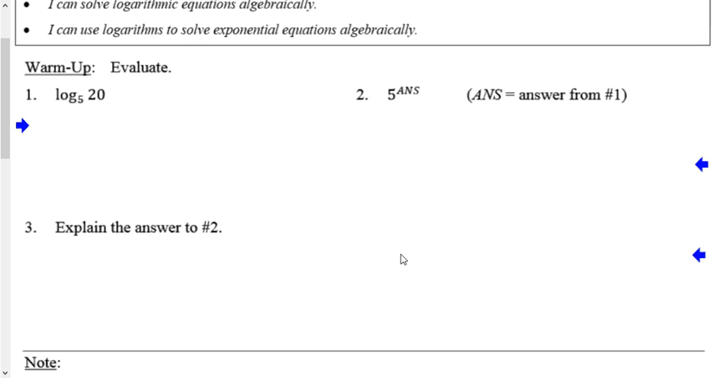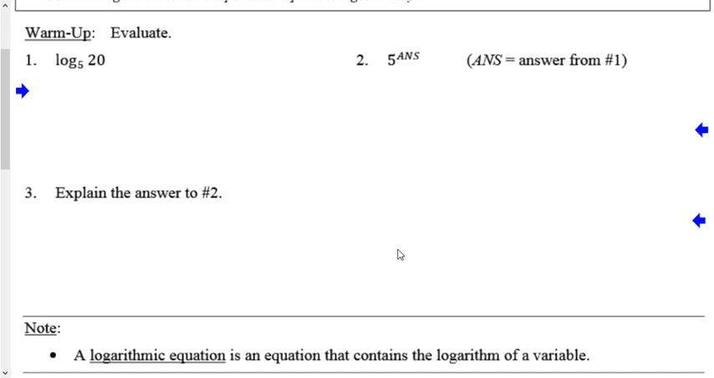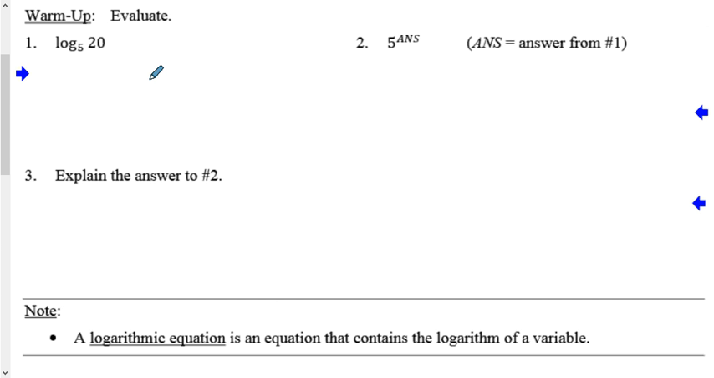Not too challenging, should be relatively quick to do. We have this warm-up just to evaluate log base 5 of 20. You can plug it into your calculator. If your calculator works in base 5, then feel free to do that. Otherwise, you can use the change of base rule in order to evaluate.